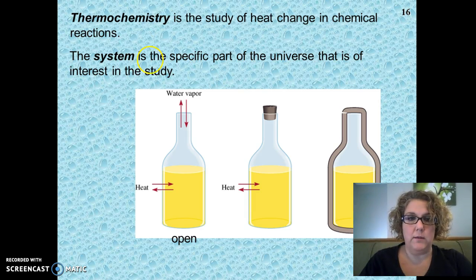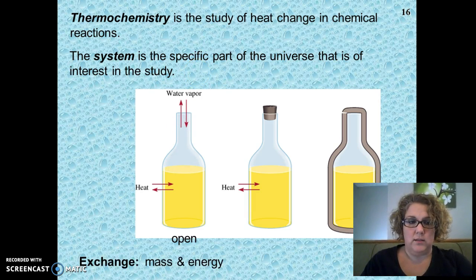Why would we call it open? Because it can exchange matter with the surroundings. Water can evaporate and condense and enter and leave the system and the surroundings. So in an open system, the mass and energy are both exchanged. Now this is a closed system.